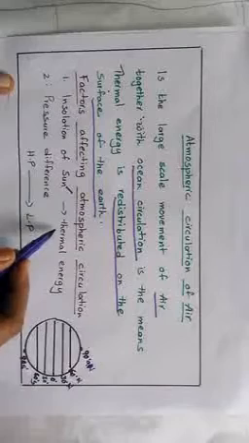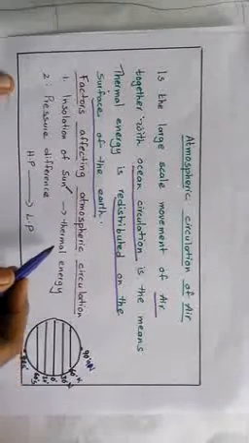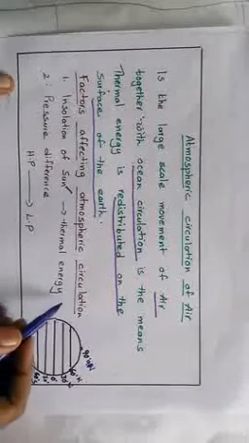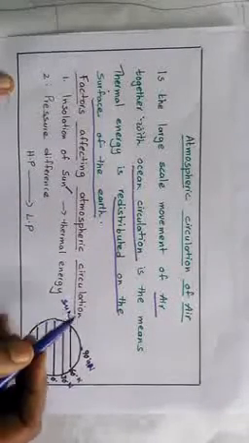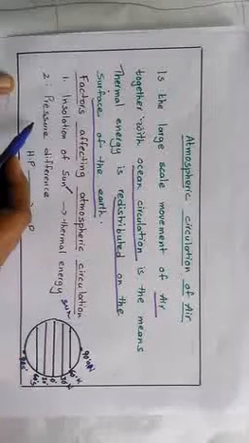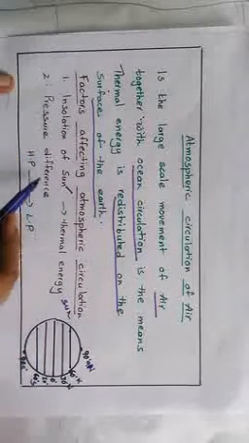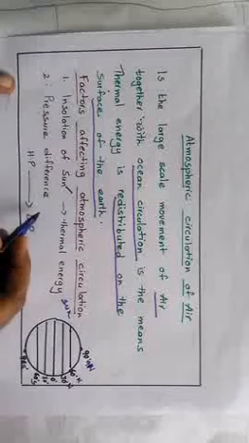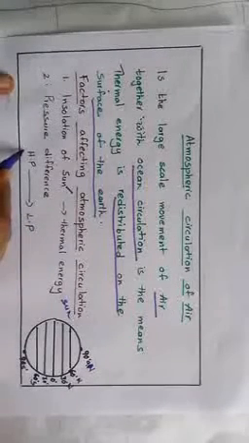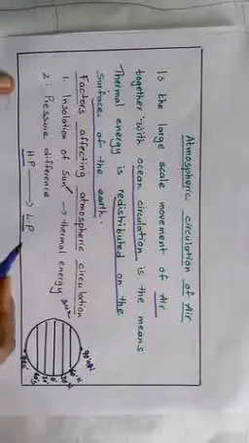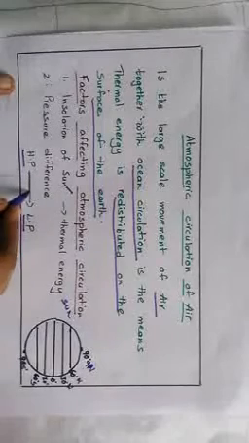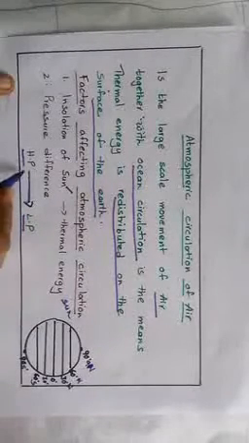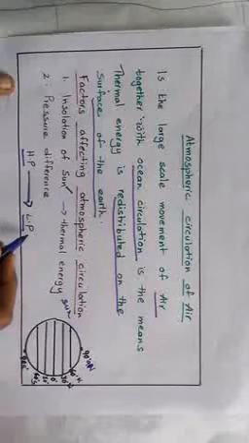So the factor affecting the atmospheric circulation is the insolation of the sun. It is related to the thermal energy which we get from the sun. The second factor affecting the atmospheric circulation is the pressure difference. We should keep in mind that air always moves from high pressure areas to low pressure areas. This is the direction of the wind.